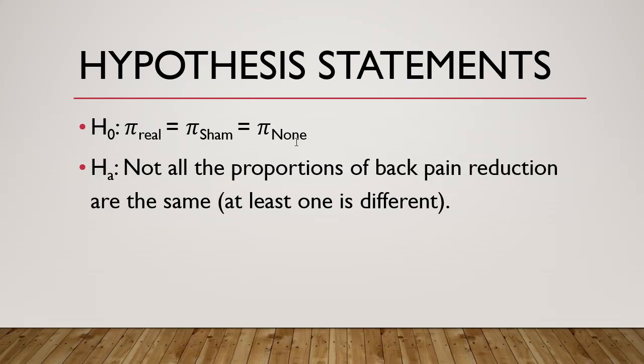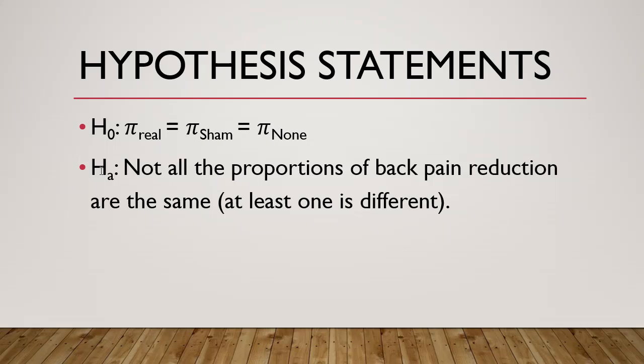And then pi none would be the true population proportion of people who get reduction in back pain if they have no treatment, or I think some sort of physical therapy they did. They usually like to do something rather than just nothing, so that they're not comparing it to doing nothing, but to some physical therapy or something like that.